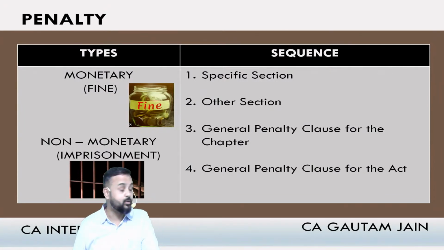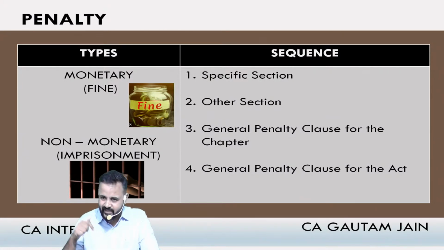And more important is sequence. So how will you look out for penalty? Specific section we will see. But if you don't find a specific section covering the penalty, then is it like no penalty? No, still penalty is there. But the only thing is, we'll have to see other sections, nearby sections. There also if you don't find, then the general penalty clause for the chapter. There also not there, or that is not there because every chapter may not have a general penalty clause. Then we go to the general penalty clause of the act.